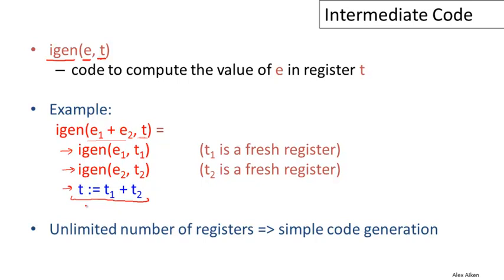And also notice that because we have an unlimited number of registers, this actually leads to very simple code generation of intermediate code. In fact, it's even a little bit simpler than generating code for a stack machine. Recall that in a stack machine, we had to save the intermediate result of E1 on the stack, and that involved more than one instruction to actually push the result and adjust the stack pointer and things like that. And here we can just save it in a register and then just use that register name later on.